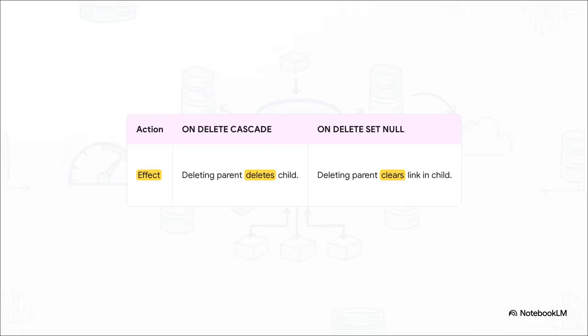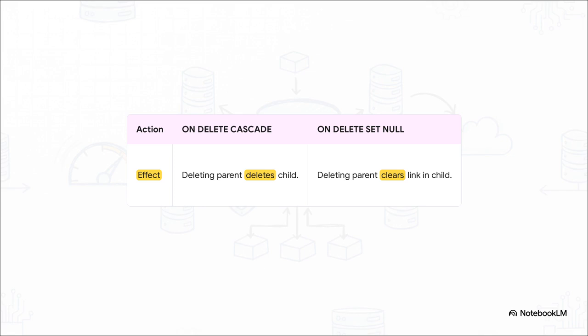So what happens when we try to delete a department that still has employees in it? We've got choices. On Delete Cascade is the demolition option. You delete the department, and boom, all its employees are deleted too. On Delete Set Null is a bit more subtle. The department gets deleted, but the employee records stick around. Their department ID just gets set to empty.